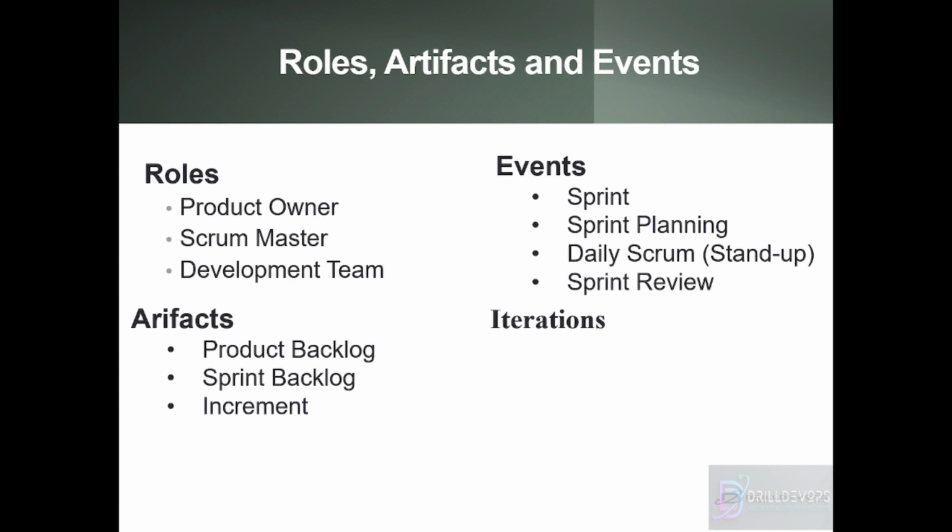An increment is the version of the product at the end of the sprint, which should be in usable condition, which means a shippable product. So by the end of this sprint, you have to deliver the product, right? You have to deliver the requirement we have picked for that particular backlog.